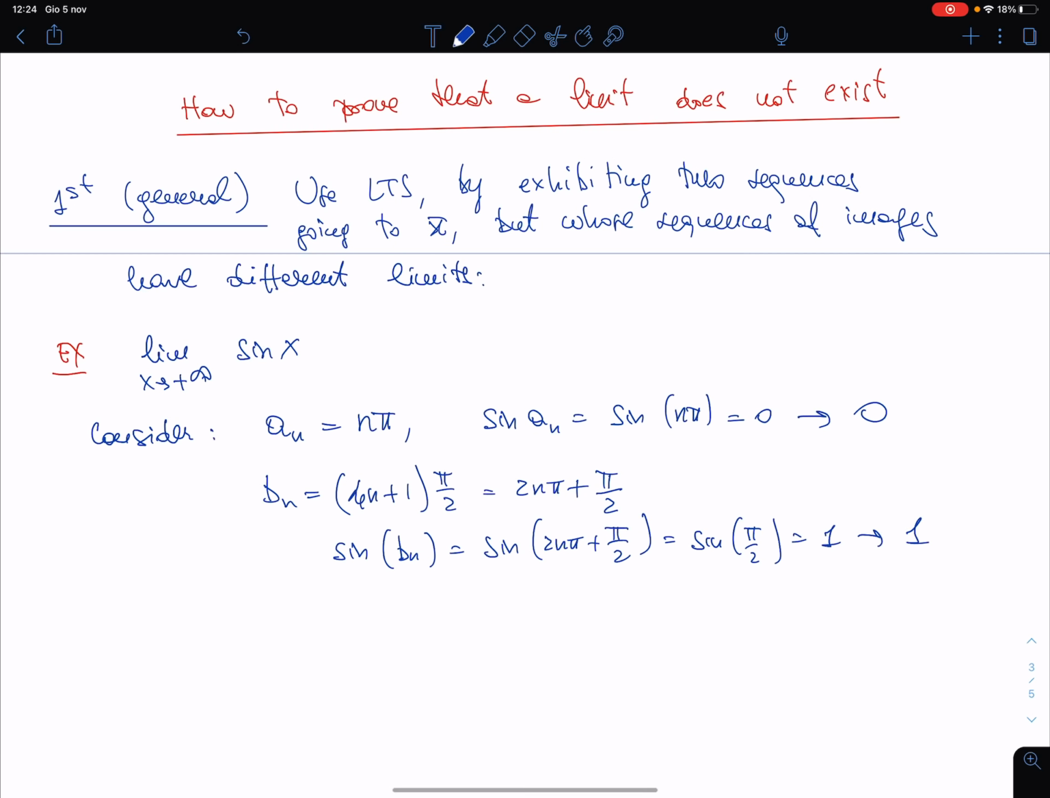And now, be careful of the logic here. We have these two sequences, both going to plus infinity. But then we consider the images of the sequences, and they go to different places. The first one goes to 0, the second one goes to 1. And by the LTS theorem, we know that this is incompatible with the existence of a limit. Therefore, the limit for x going to plus infinity of sine of x does not exist.